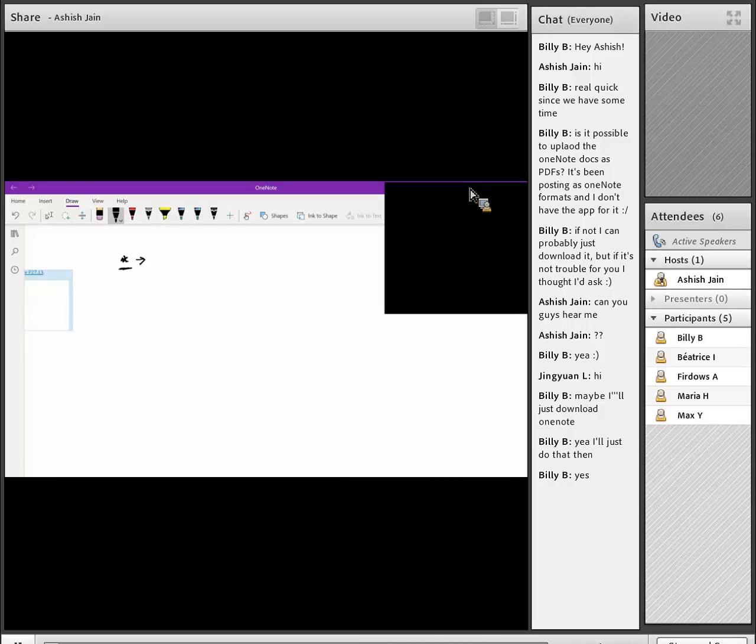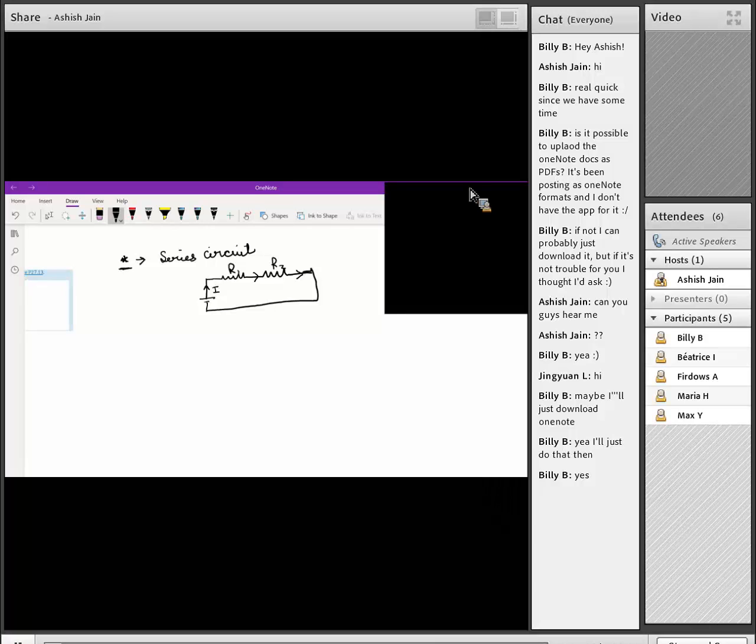Okay, so trick or suggestion number one. Whenever you are given a series circuit, like this, then the total current remains the same. So the current through each resistor is the same, and the total voltage is divided. So V equals V1 plus V2, and I remains the same.